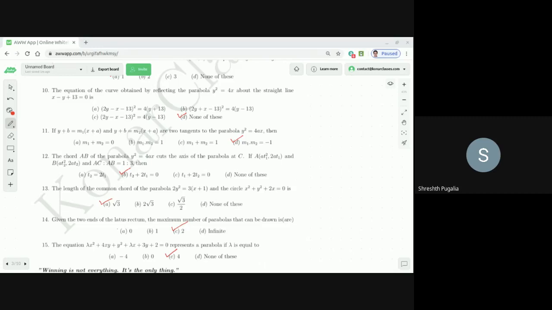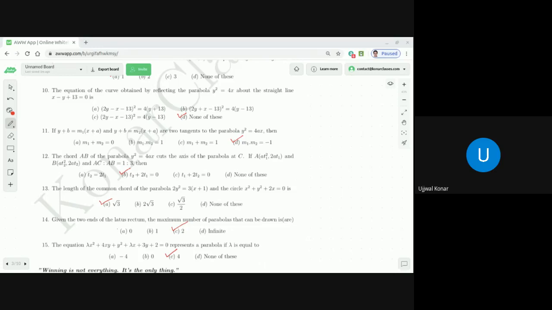I don't understand the reflection of the parabola to a straight line. The question 10 similar. Okay, sure. We can discuss. I have some time. We can discuss now. There is a particular formula for that.